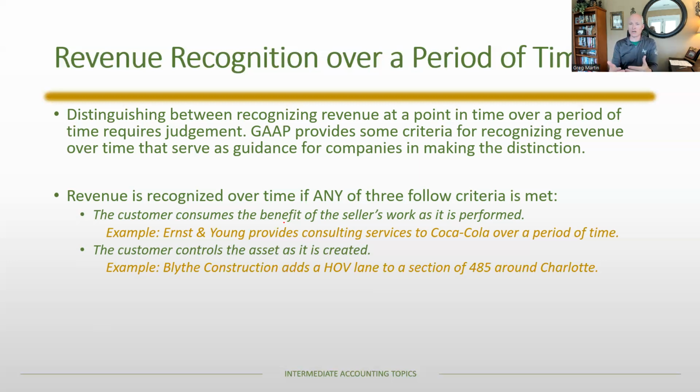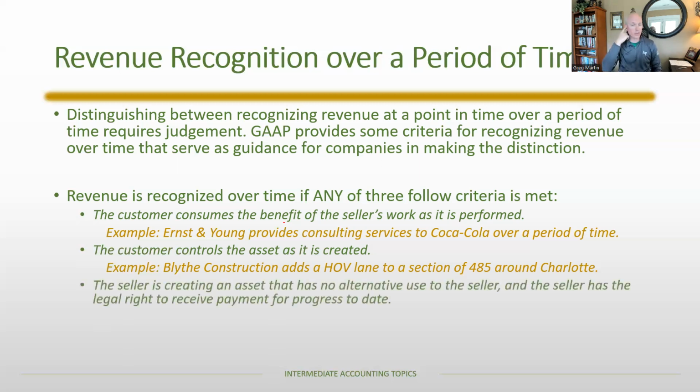And really, it meets this criteria. The reason it meets it is because the state of North Carolina did not forfeit control of the highway while Blythe was working on it. In other words, they still controlled the road. So from Blythe's perspective, the state of North Carolina controls this project, controls this road that I'm working on, or this lane that I'm improving. If at any time they can just say, we're done, and we're done, they have control. Since they have control, I can recognize revenue as Blythe Construction as I'm going along, rather than having to wait until the end.